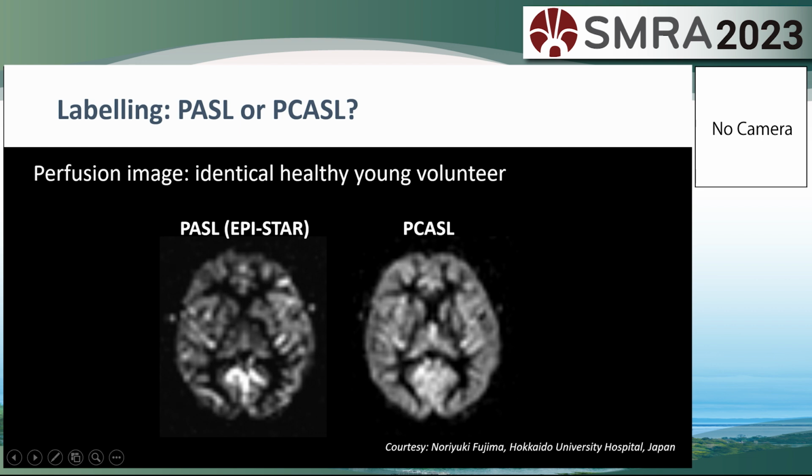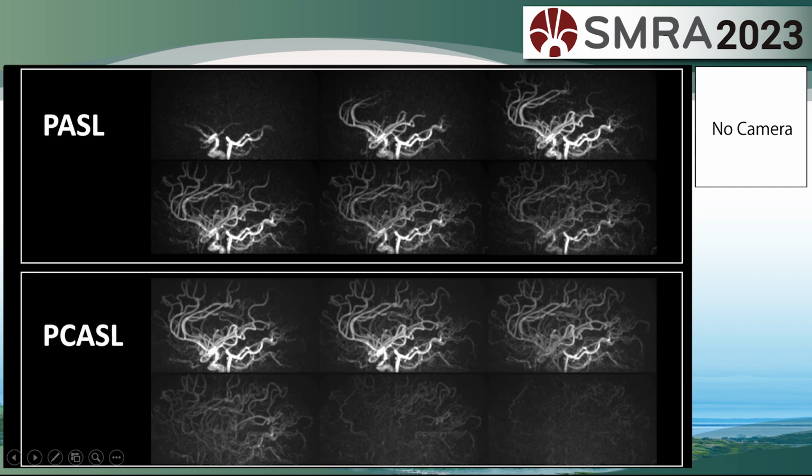In perfusion imaging, the SNR difference between pseudo-continuous ASL and pulse ASL is rather obvious, and pseudo-continuous ASL has been the recommended labeling approach for perfusion imaging. But both pulse ASL and pseudo-continuous ASL are very useful for dynamic ASL angiography, and the choice of the labeling may depend on what your application is.